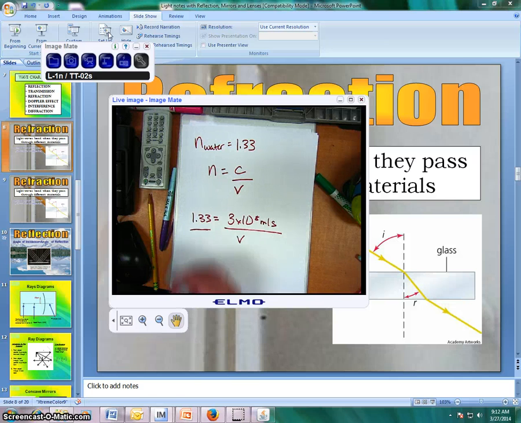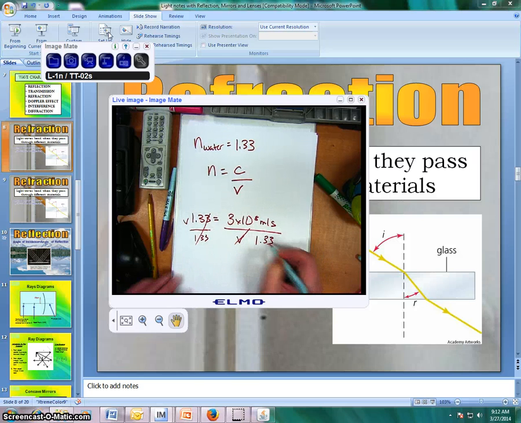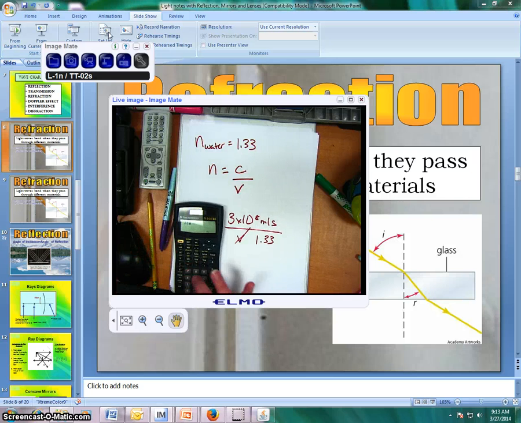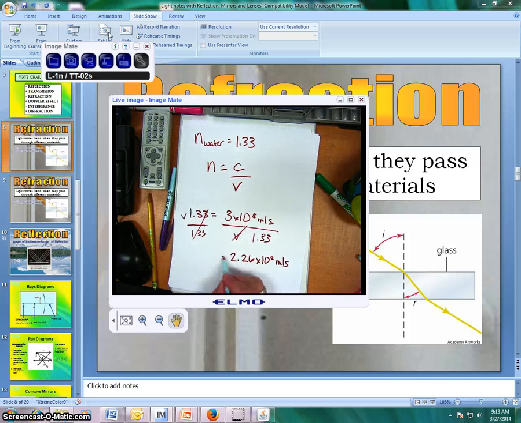In order to solve this, I'm just going to multiply by V on both sides and then divide by 1.33. And so I'll take 3 times 10 to the 8th and divide that by 1.33. So 3 e to the 8th, and I get, oh Lord, it's times 10 to the 8th. Okay, so it's 2.26 times 10 to the 8th meters per second. And so this would be the velocity of light in water.